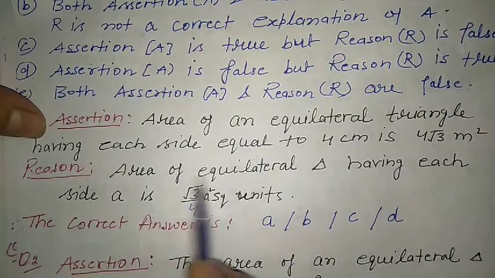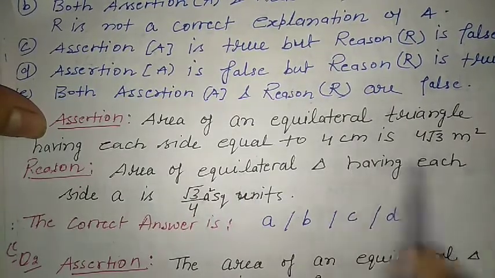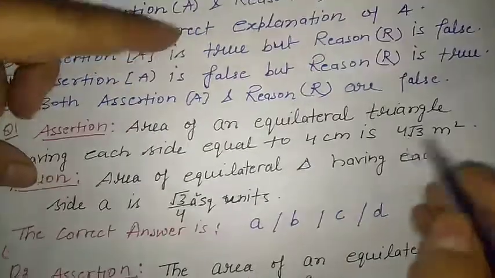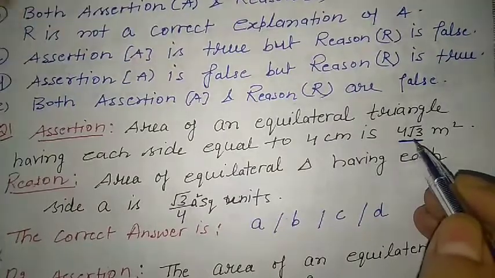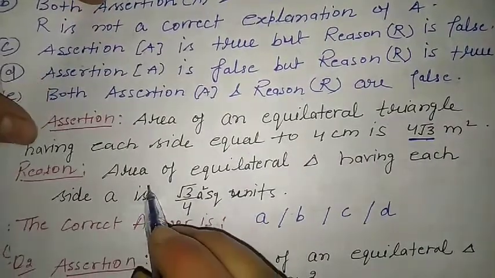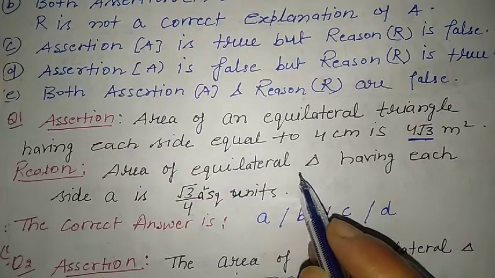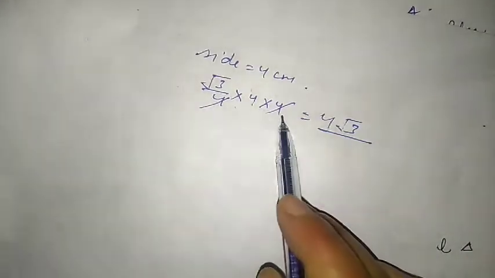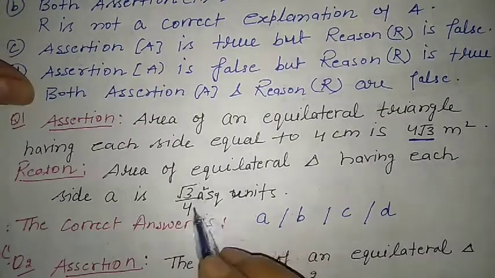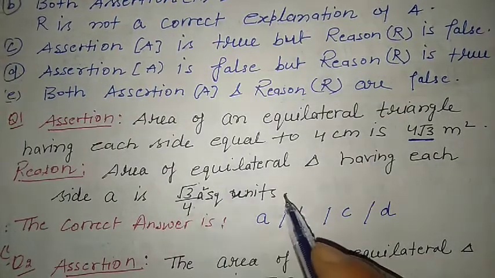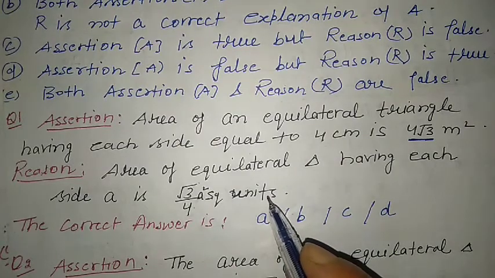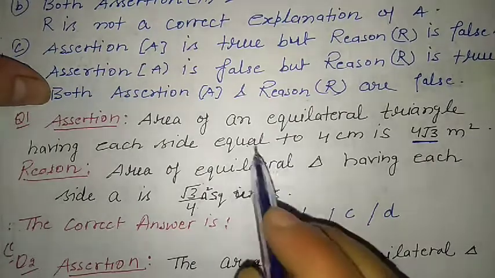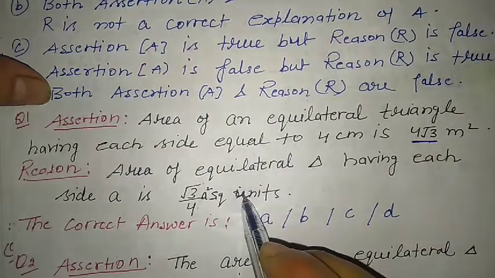So the area of an equilateral triangle having each side A is root 3 by 4 into side square. Yes, this part is correct. We have already checked. And the second part, area by this formula. By which formula have we found the answer of the first part? By the same formula, root 3 by 4 into side square. So which option is correct? We can see that both are true, and we have found the answer of A with the help of the second.